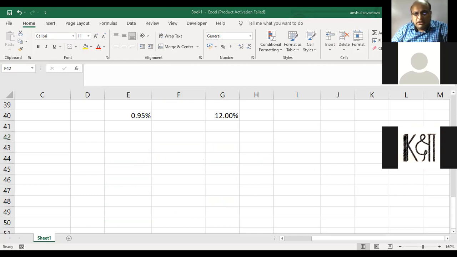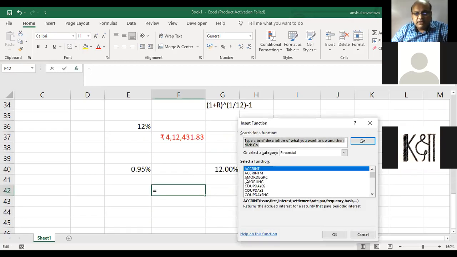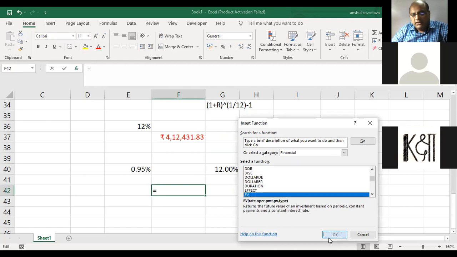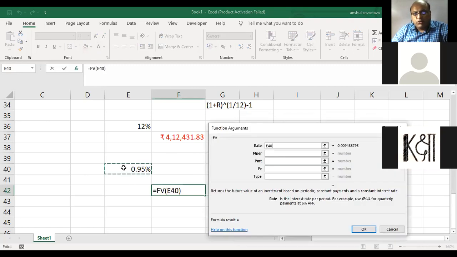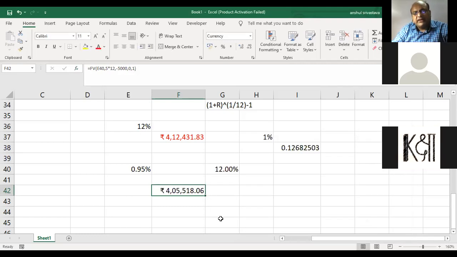Thank you, Vijay. Now, the actual calculation for a mutual fund would be like this. FV, rate is 0.95%, 1 plus R to the 1 by 12, number of periods is again 5 into 12, PMT is minus 5,000, PV is 0 and type is 1. So the actual amount would be 4,05,518, which is being miscalculated because you are using a wrong rate.